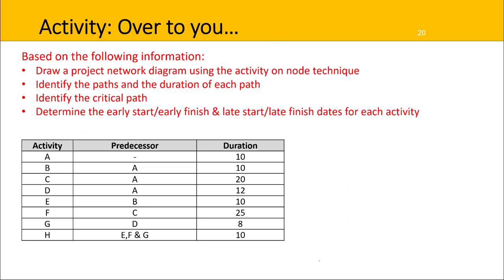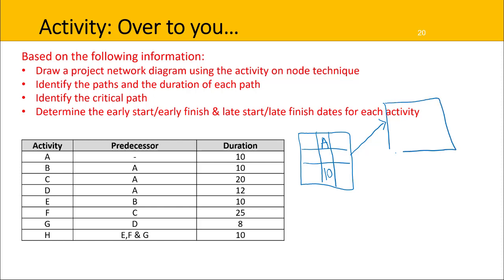So let's get you started. First, you'll want to use a grid. Just like in the previous example, we'll use a 9-square grid. The first activity is A, and it has no predecessor, and the duration is 10. B has A as a predecessor, so again I'm going to make a 9 grid box, and I'm going to put B at the top, and over here the duration is 10.